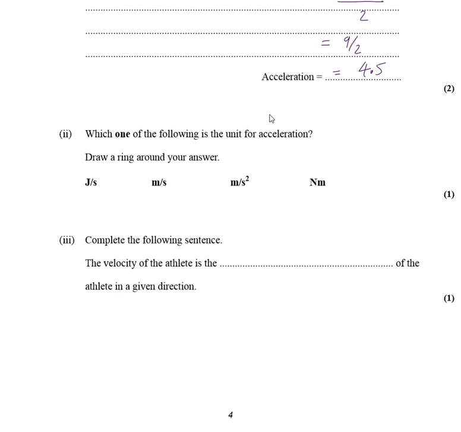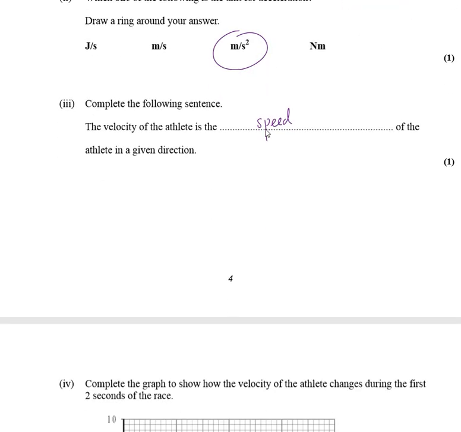Now which one is the unit? The unit is per second squared. So therefore it's going to be meters per second squared for acceleration. Velocity is the speed in a given direction. So therefore, for this athlete, velocity is 9 meters per second. So this is the magnitude. This is the speed of the athlete in a given direction. So therefore 9 meters per second to the right.